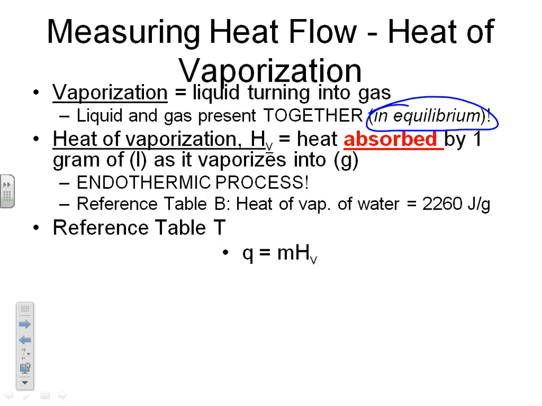If we go back to Table T, our third heat equation that's listed in Table T is Q equals mHV. Again, there are three components of this. There's Q, that's heat. There's m, that's mass. And then there's HV. So HV is one thing. It's the heat of vaporization, and that's a constant value. It will not change. So this is a constant for a substance.